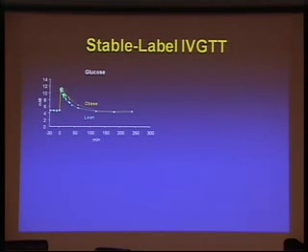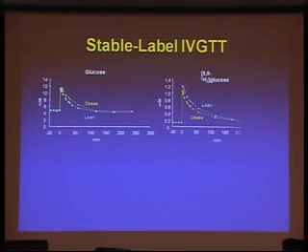which you basically give a bolus of glucose, and here we have studies. These are in lean and obese adolescents in our center. You see the glucose responses are nearly the same with a slightly delayed decay.